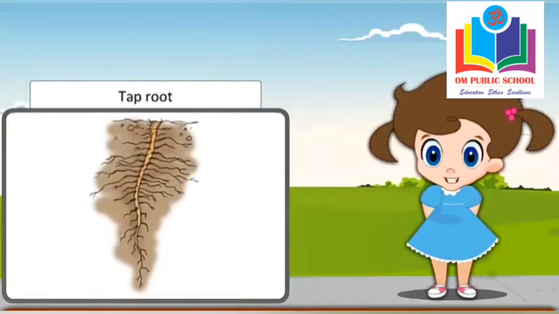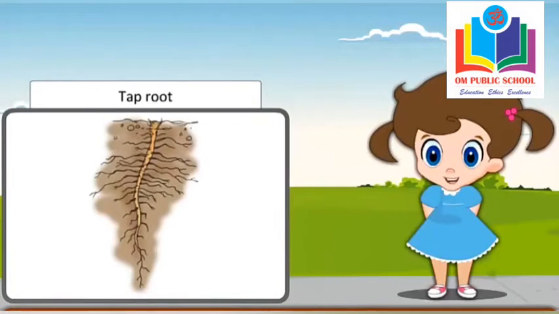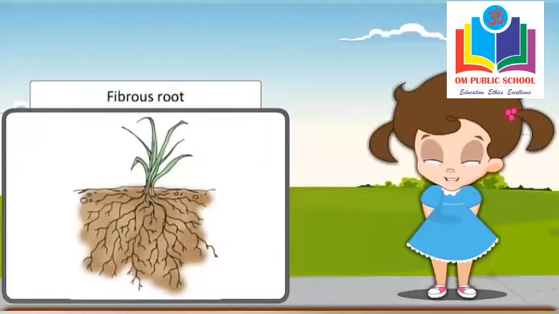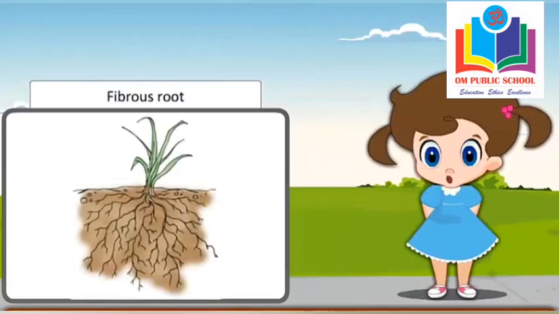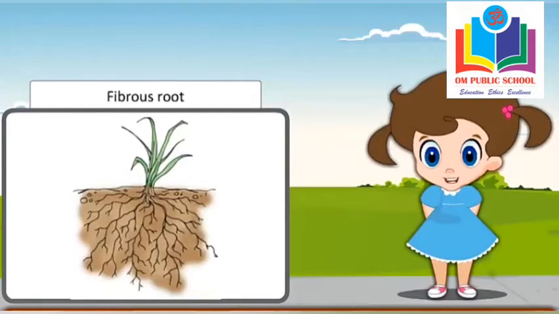What is a taproot? The single main root that grows from the end of the stem of a plant is called taproot. For example, bean, mustard have taproots. Now, next is the fibrous roots. A number of tiny roots growing from the end of the stem are called fibrous roots. Examples are wheat, grass, onion, etc. They have fibrous roots.